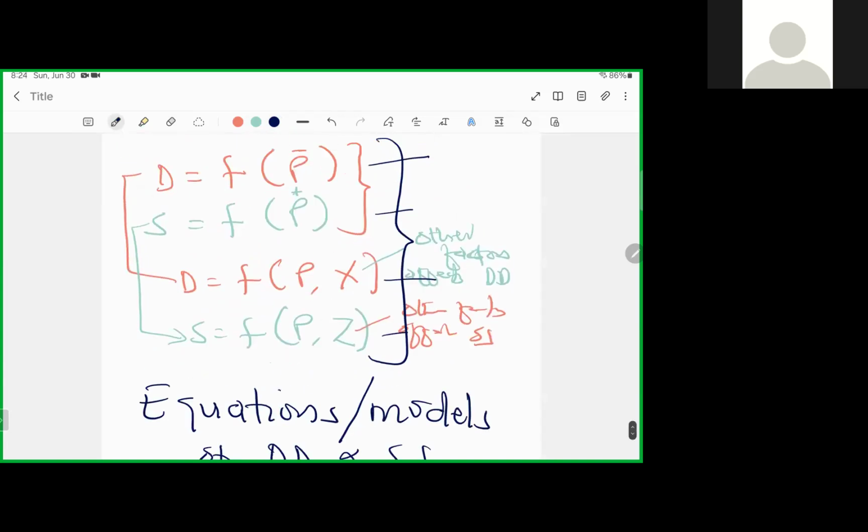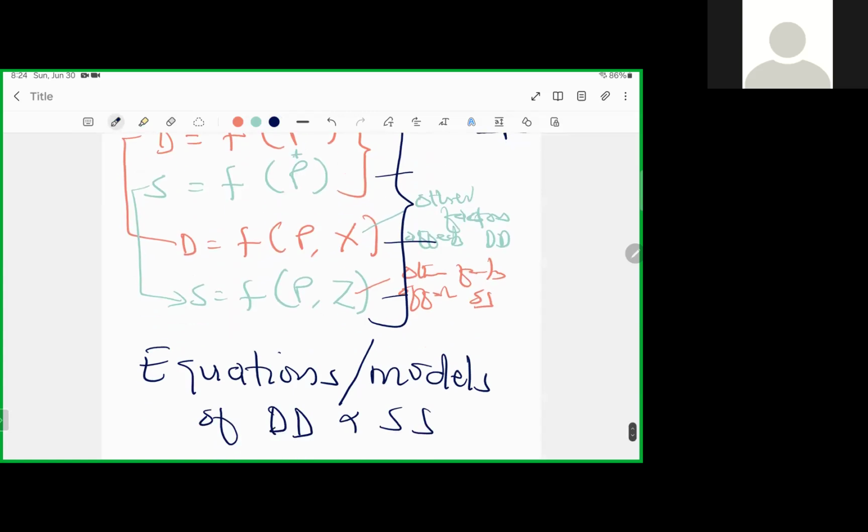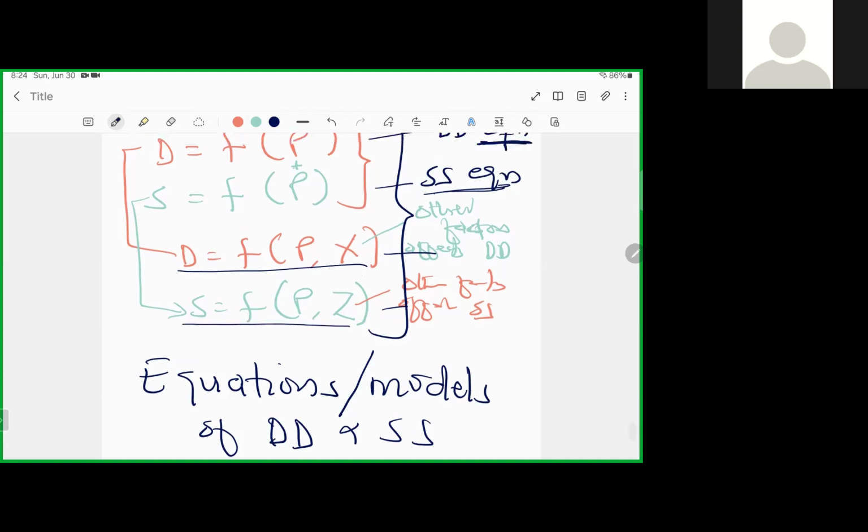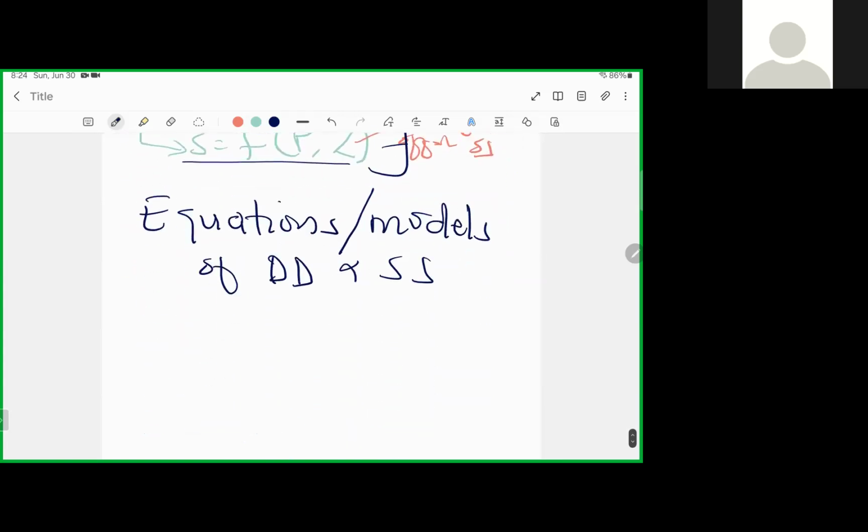So here will be the demand equation. Please note this is an equation. So this is the demand equation. Here would be the supply equation. Here is also a demand equation, and here is also a supply equation. Now, what I've done here is to write these particular equations in an implicit form.